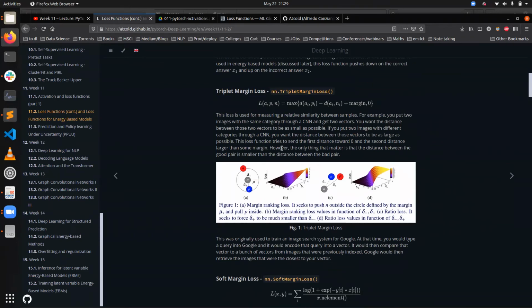Let's just read this. The loss function tries to send the first distance towards 0 and the second distance larger than some margin. That makes sense. The only thing that matters is that the distance between the good pair is smaller than the distance between the bad pair by a margin.